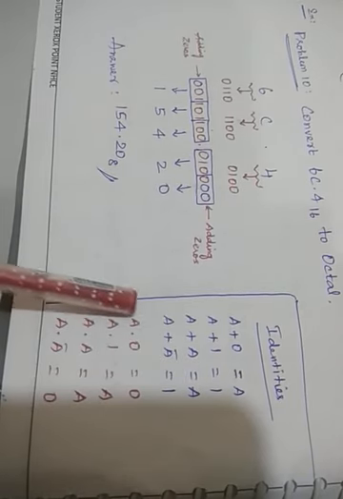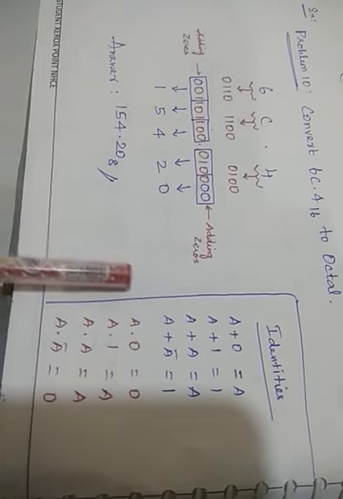Now we'll see identities. A plus 0 is A, A plus 1 is 1, A plus A is A, A plus A bar is 1. Just see this one, these 4 are the addition base, these 4 are the multiplication base. So these are the identities, we should remember this.